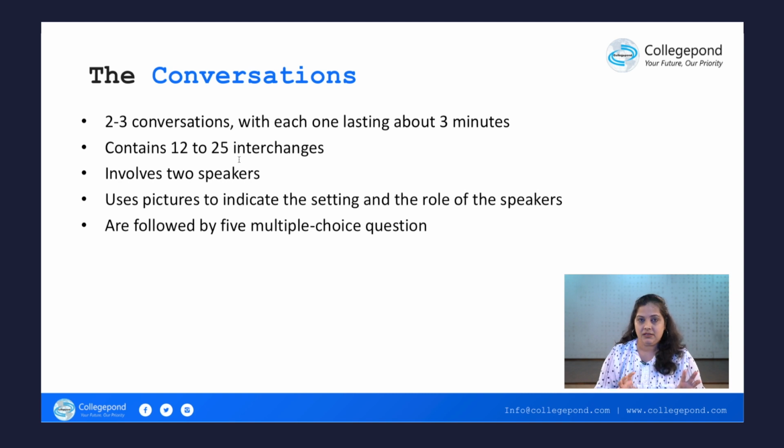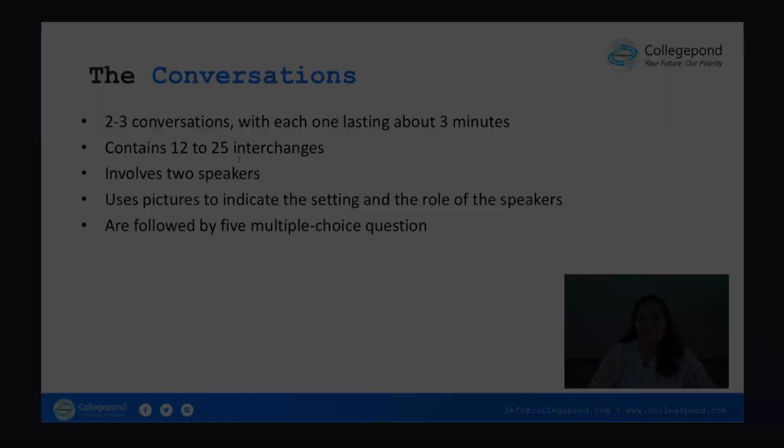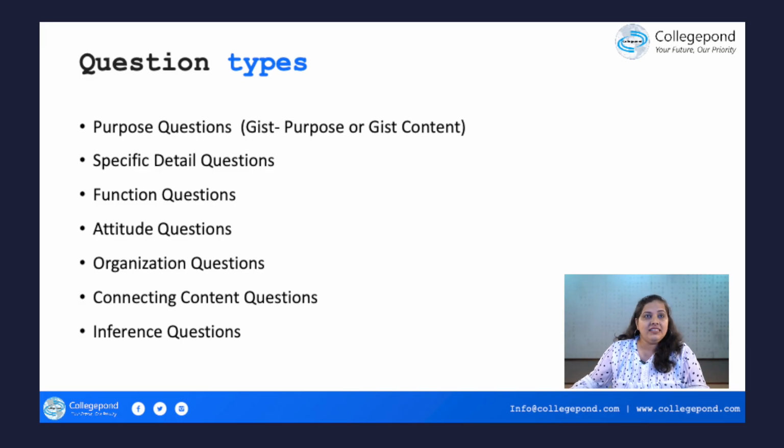Also notice that you will see some pictures in the background where you will understand the role of the speakers. Please note that this also is a multiple choice question, and you will get around 5 questions for each conversation that you get on the test. So keep in mind. Now let's delve deeper into what type of questions you will get on the day of your test. On the listening section, you have around 7 types of questions.